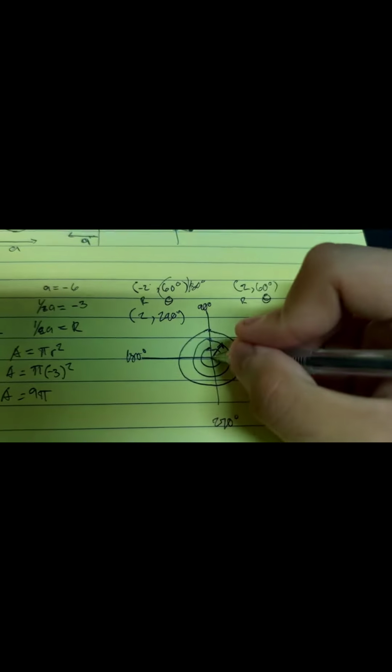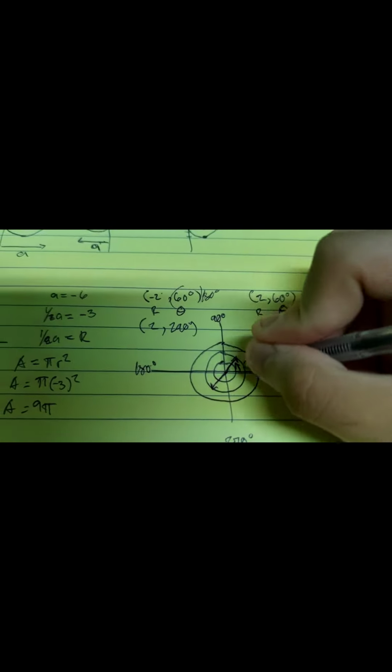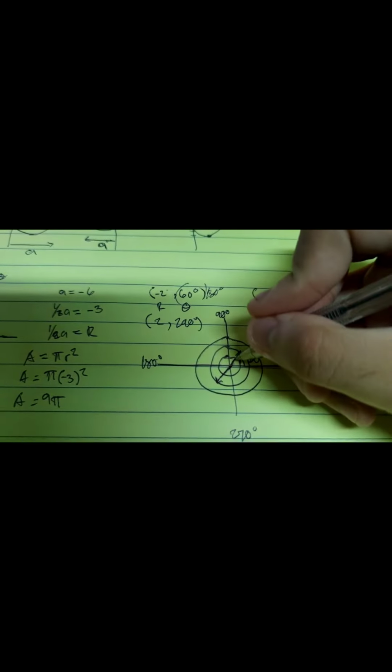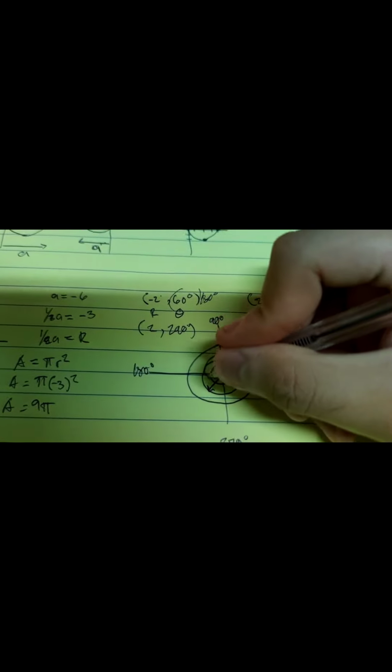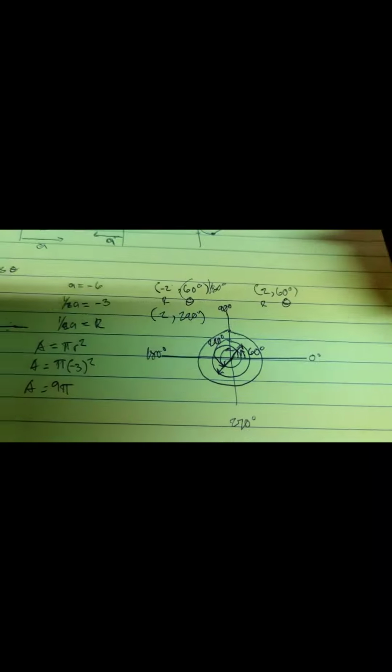This negative 2 is just going downwards, on the opposite side of the positive 2. So the rotation from here is just 60 degrees, and from here to here is 240 degrees.